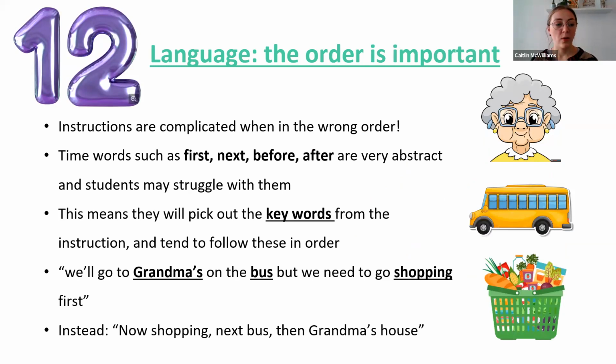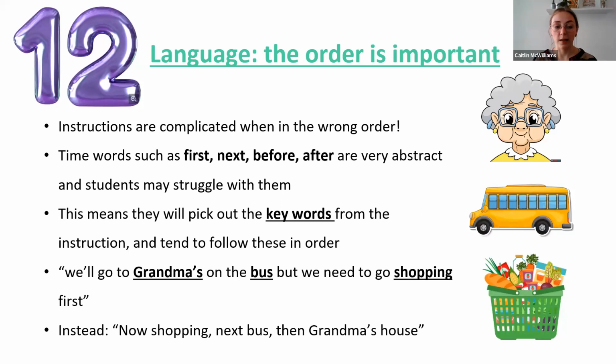So number 12 is about the order of our language. Instructions are complicated at the best of times, but can get even more complicated when we get the order of the language a little bit muddled up. Time words are really complicated concepts, and lots of children and young people struggle with them. Things like first, next, before, after can be quite tricky to understand, which means they'll naturally be picking out those keywords from the sentence, and they'll tend to follow those in order.